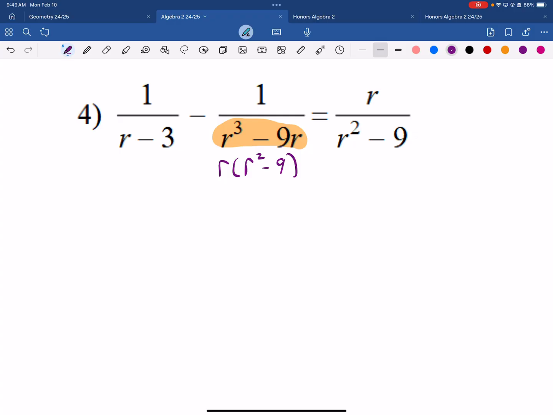R squared minus 9 factors into r times r minus 3, r plus 3. R squared minus 9 is a difference of squares: a perfect square minus a perfect square. So remember, that's the square root of the first minus the square root of the second, times the square root of the first plus the square root of the second. So this one is r minus 3 and r plus 3 as well.